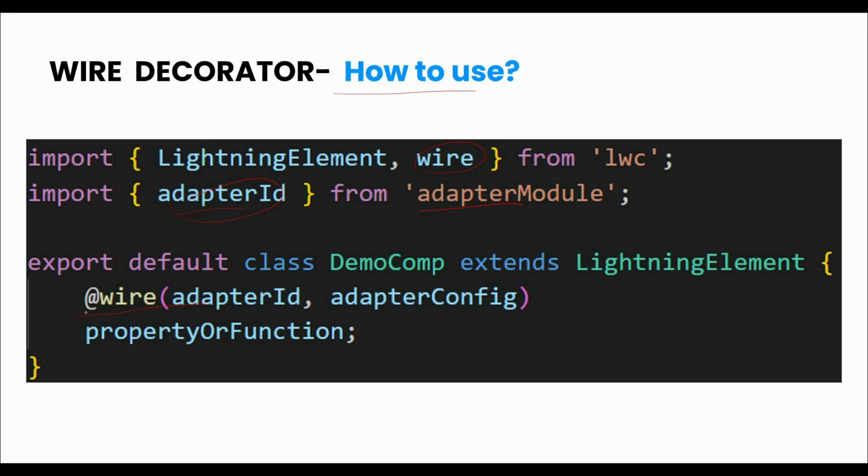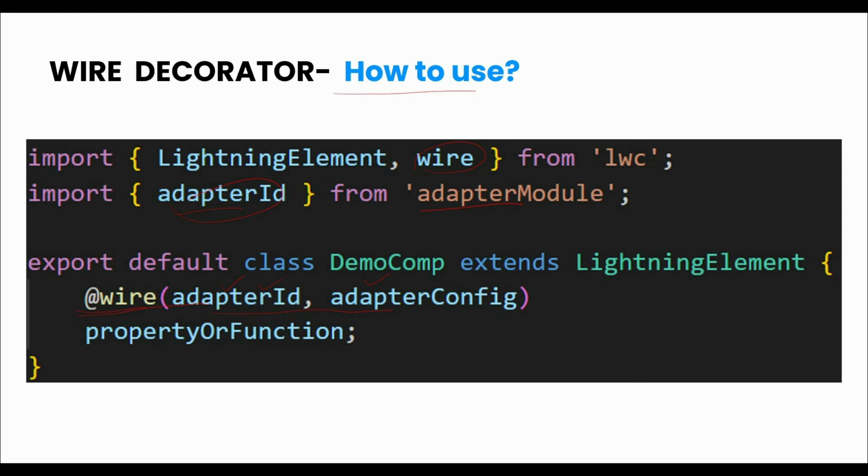Here, first we need to write @wire, and then here we can pass two parameters. First is the adapter ID or method that we want to call. In other words, we can say here in the first parameter, we have to specify a method that we want to call to get data, and this is a required parameter. Okay. And in the second parameter, we have to pass additional details or parameters that are required in this adapter ID.